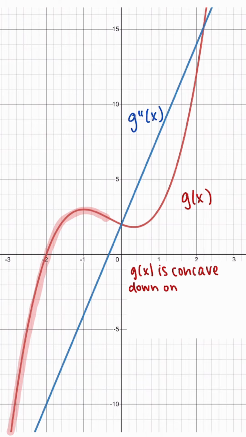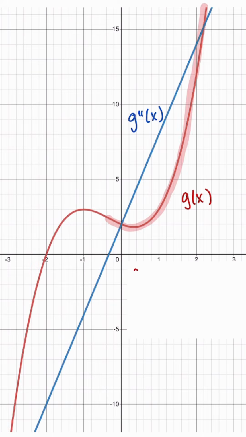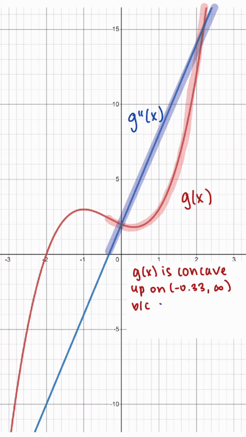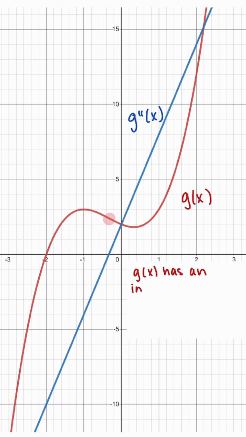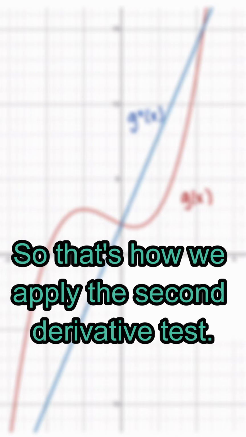on negative infinity to negative 0.33, and we know this because the second derivative is less than 0 on that interval. Similarly, g of x is concave up on negative 0.33 to infinity because the second derivative is greater than 0 on that interval. We also have an inflection point at x equals negative 0.33 because the second derivative is equal to 0 at that point. So that's how we apply the second derivative test.